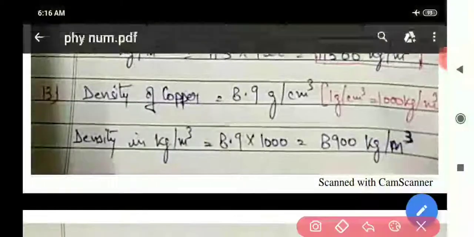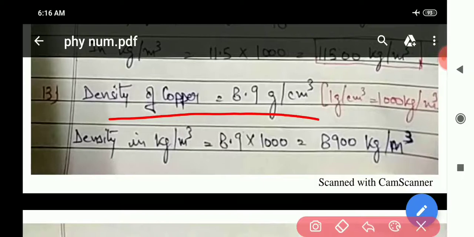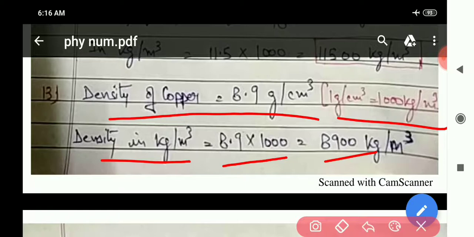See here. Density of copper is given 8.9 gram per centimeter cube, and we know the relation. So in kg per meter cube, we have multiplied by 1000. We get the answer 8900 kg per meter cube. Now move to question number 14.